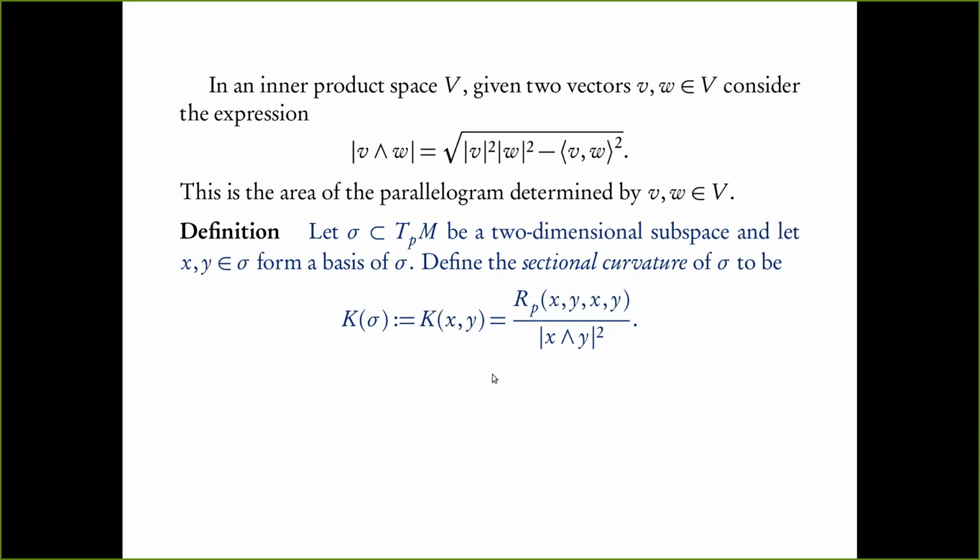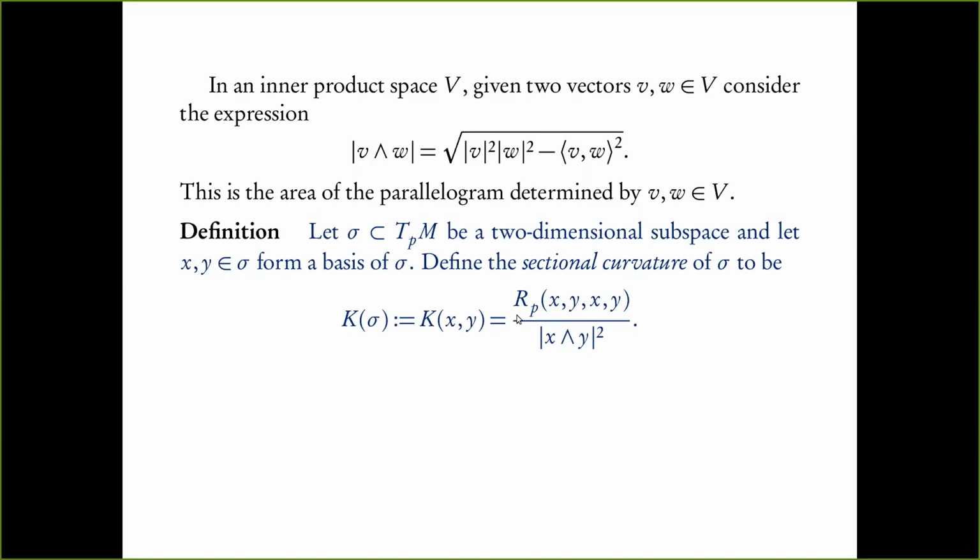Okay, so, Sir, since sigma can have many bases, this K of xy should be independent of the basis. Yeah, we'll get there. Just hold your thought for a minute. This is how a lot of things in math are often defined: you define it using a choice, and then of course you have to show that it's independent of the choice. But let me define this first.